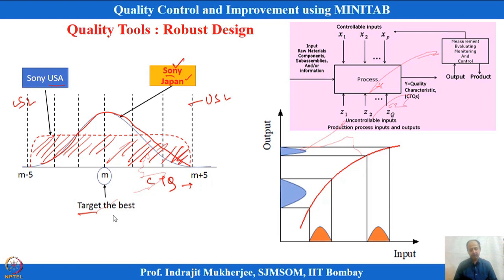In one go, I should not do it, that first I adjust the mean and then I do the variability adjustment. So, let us find out setting conditions like that. Let us do it together, in one setting and with minimum experimentation, let us figure out that variation will be less for the CTQ even in the presence of noise variables, which are the uncontrollable variables.